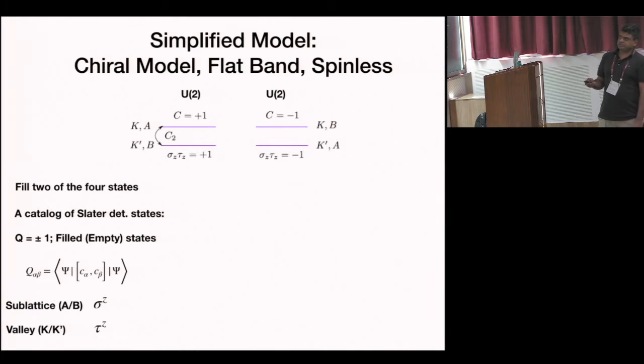And you decide to just fill the states that live on the sublattice A. Okay, so the K_A and the K prime A states, let's say you decide to fill those, that is given by the Q matrix sigma Z. Okay, so sigma is going to be the sublattice matrix, sigma Z plus minus 1 is the A and B sublattice. So if you just fill the A sublattice, that is simply the matrix sigma Z.